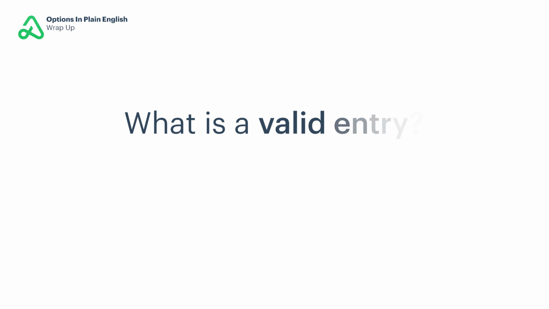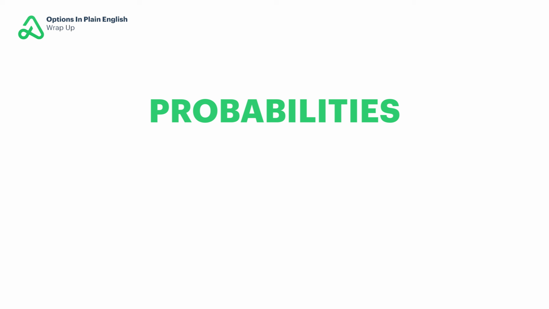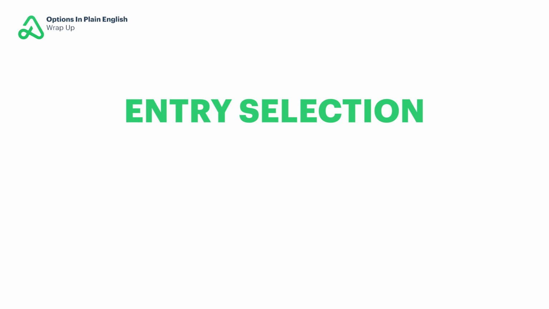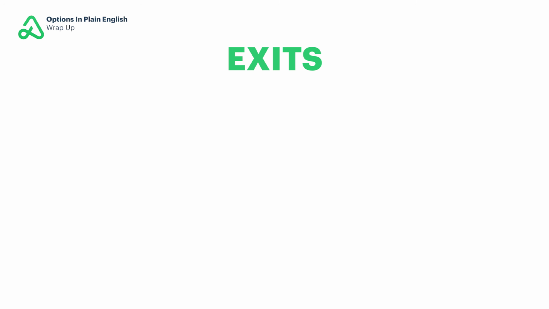Then we'll define what a valid entry actually looks like, not a feeling or a hunch, not "I saw someone post about it," but real condition-based entries. And we'll talk about timing, because you don't need perfect timing, you need consistent timing. We'll talk about probabilities and entry selection, because the strikes you choose define your risk and reward before the trade even starts. We'll talk about position sizing at entry, because risk is not something you fix later, risk is defined when you enter. And then we'll move into the exits.